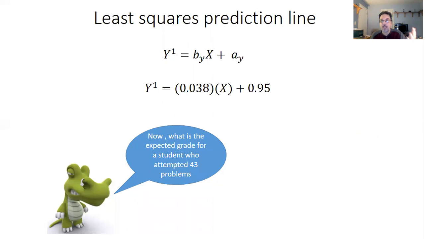So it's typically part A and then part B. This would be the answer to part A, the line with the values plugged in. That is the final answer for what is the regression line.